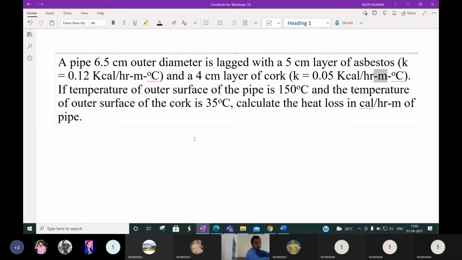Question is, a pipe of 6.5 centimeter outer diameter is laid with a 5 centimeter layer of asbestos, whose K is given as 0.12 kilocalorie per hour into meter into degree centigrade, and a 4 centimeter layer of cork, whose thermal conductivity value is given 0.05. If temperature of outer surface is 150 degrees centigrade and temperature of inner surface is 35 degrees centigrade, calculate the heat loss in kilocalorie per hour into meter of the pipe.